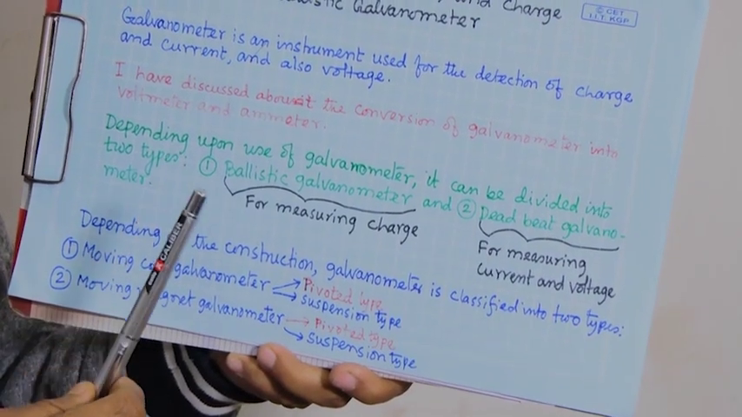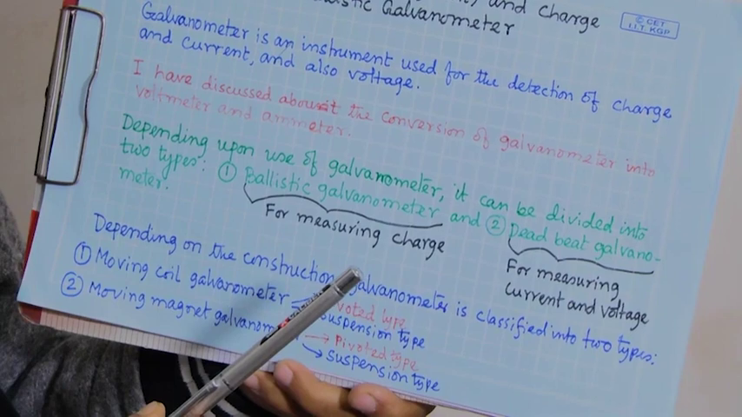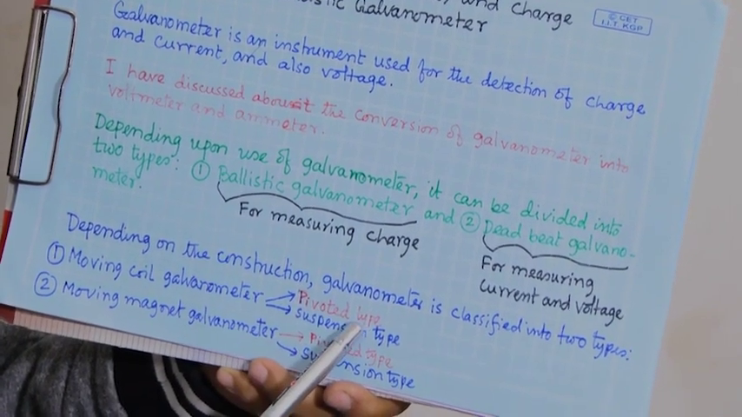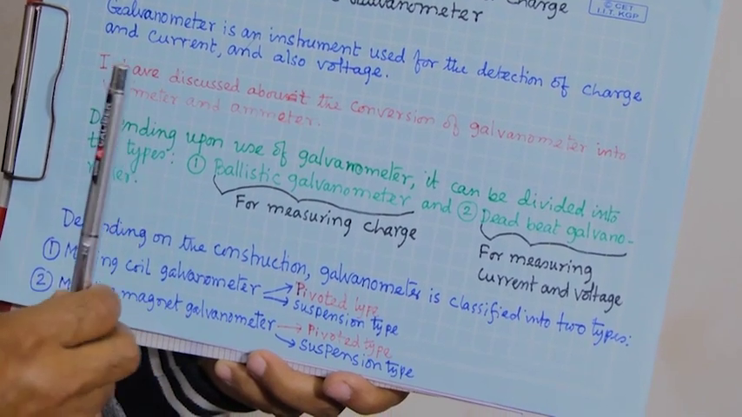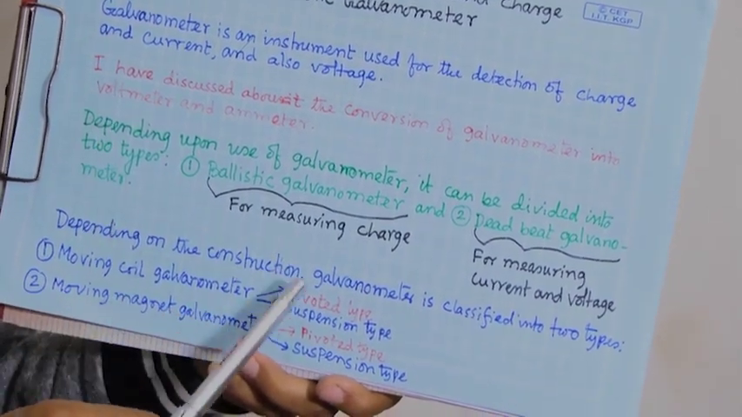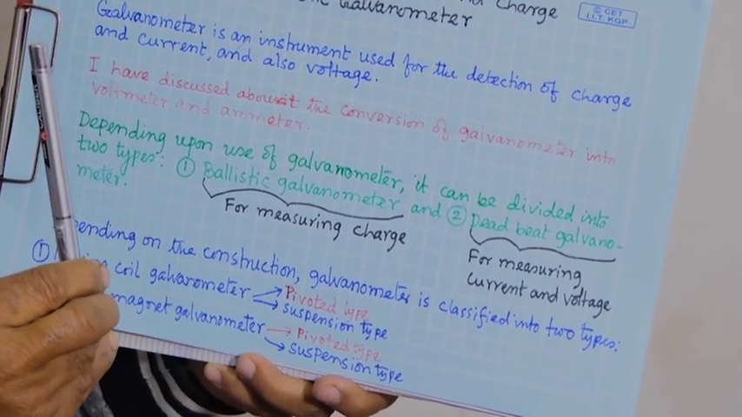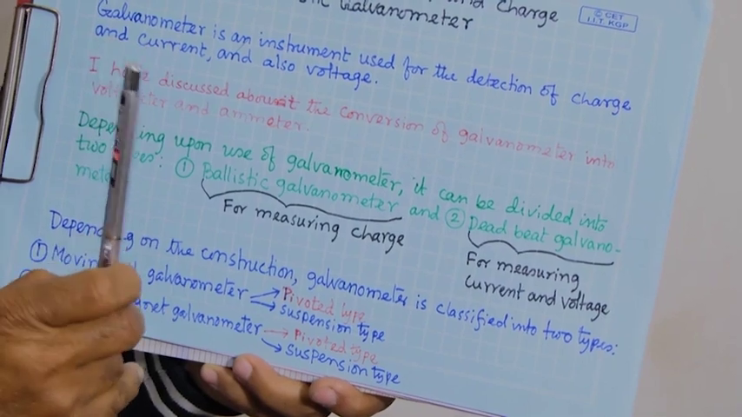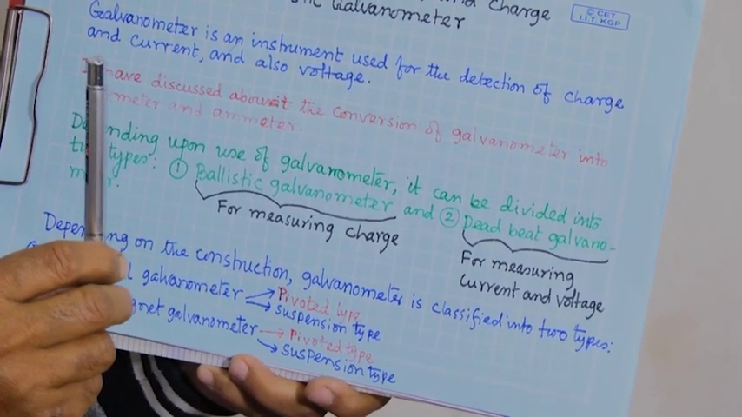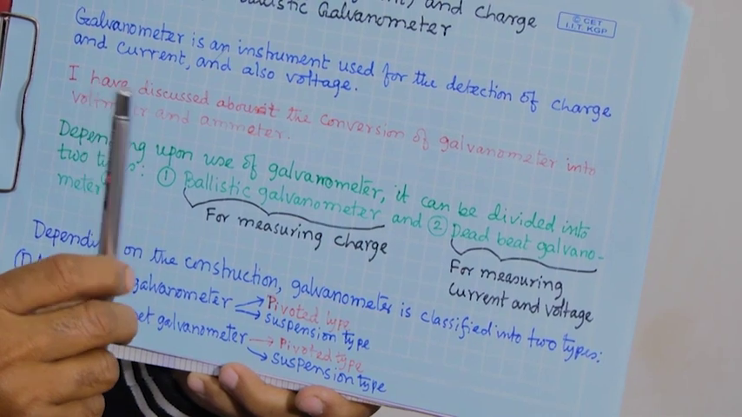Pivoted type: the galvanometer I discussed earlier, which was used to convert to a voltmeter and ammeter, that's basically the pivoted type. Okay, this coil is connected so that it rotates, it moves with respect to an axis. There is an axis that passes through the center of the coil, and this axis is in the plane of the coil. So that's how we tell this is the pivoted type.